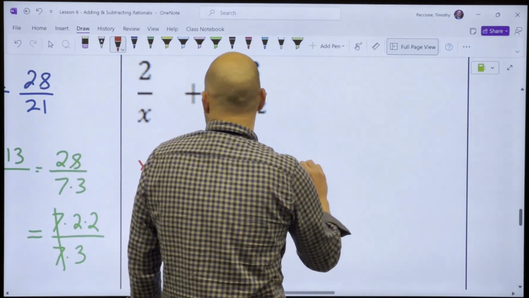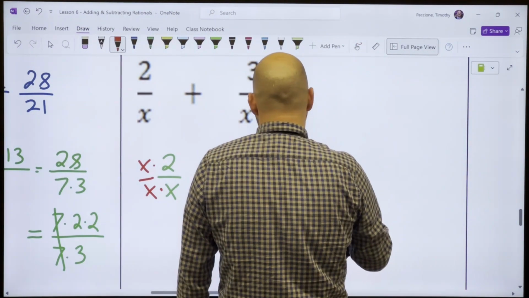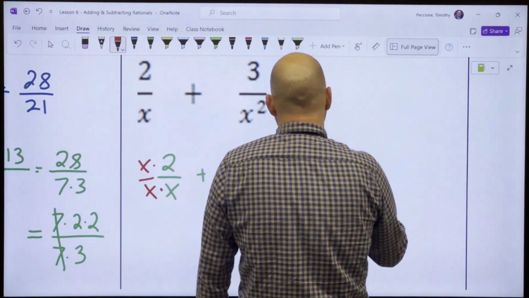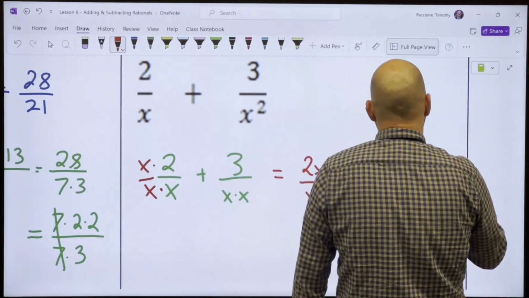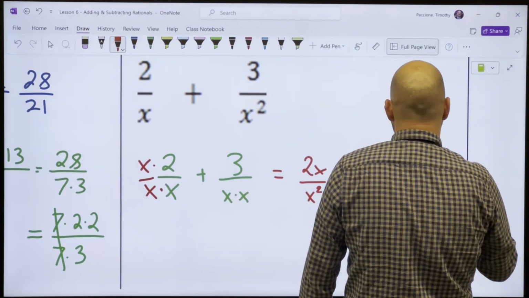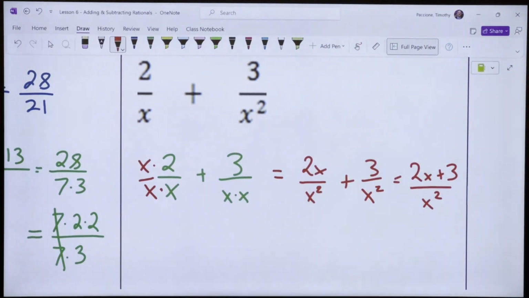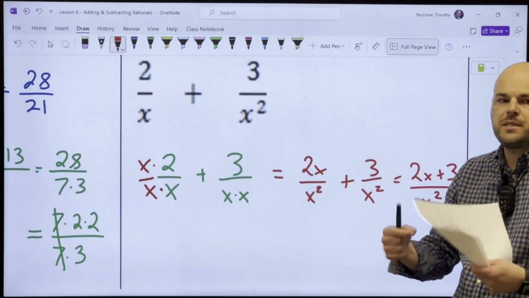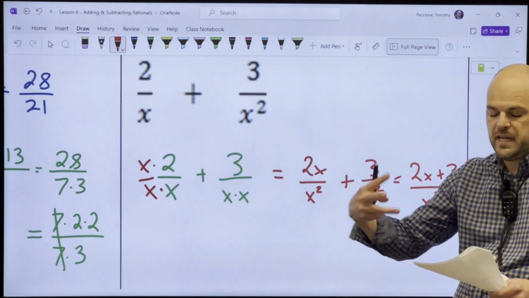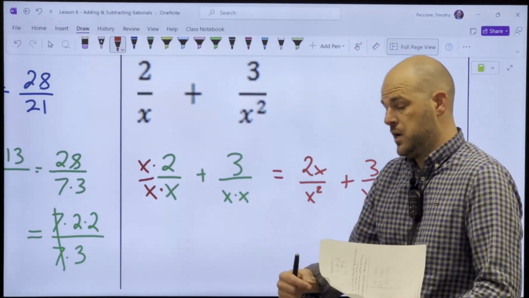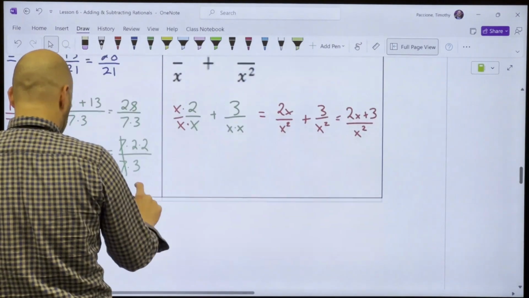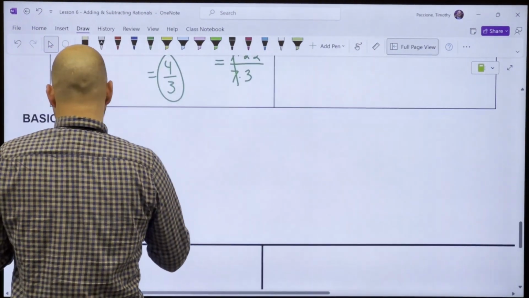Okay, so 2x over x squared plus 3 over x squared is 2x plus 3 over x squared. That one we can't factor and break down any further. That's your answer. Okay? All right, so there's an extra step here before we get to those common denominators. So let's write down our steps when we have uncommon denominators. Ready? Okay.